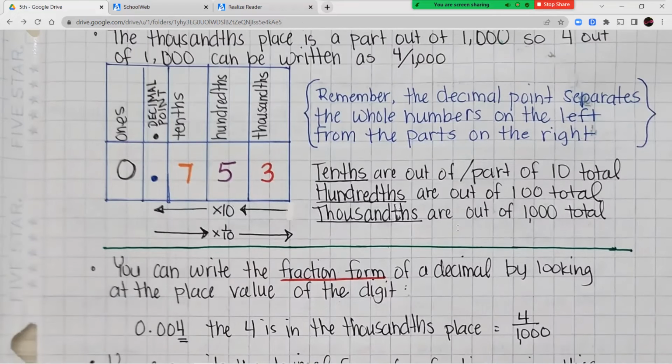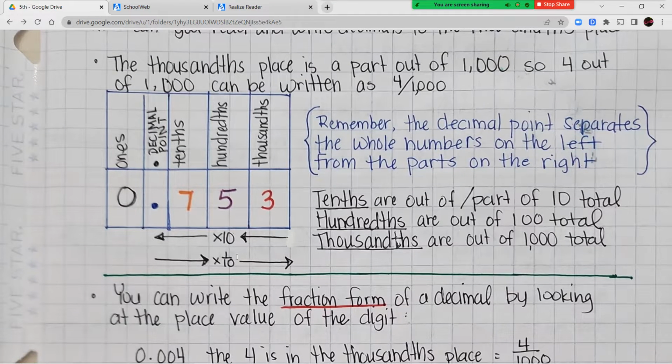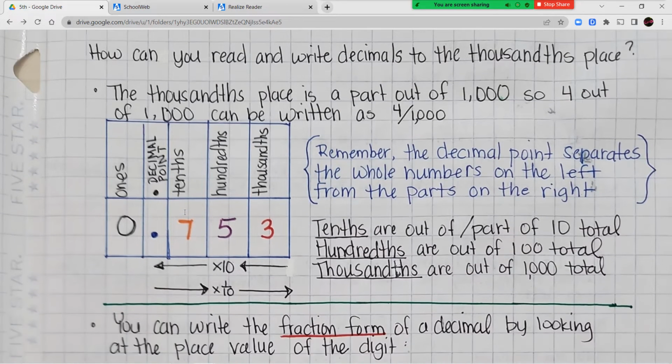So remember, just like with regular numbers, moving with decimals is the same thing. As you move to the right, each value is 1/10 of the one before it, so you divide by 10. As you move to the left, each value becomes 10 times greater than the one before it, so it's times 10. That takes us to the end of this lesson.